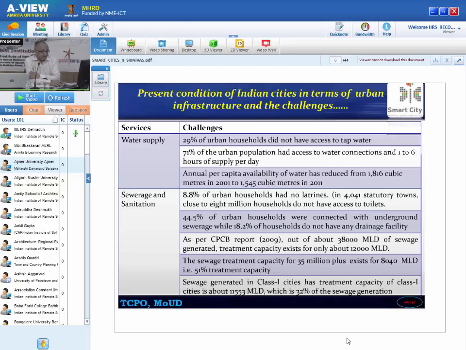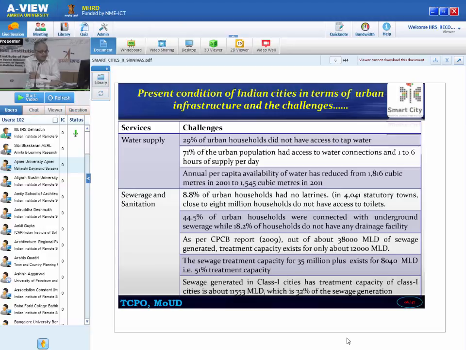Now, 44% of urban households were connected with underground sewerage, and 18.2% of households do not have any drainage facility. This is also one of the very important aspects, and this is a challenge for all the urban administrators and planners to ensure that all cities must have these kinds of facilities.